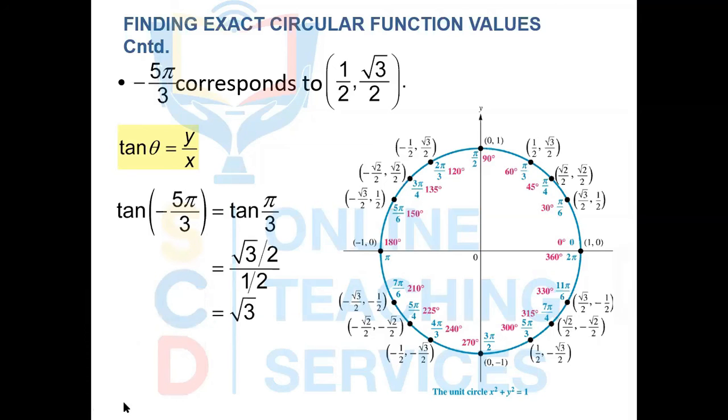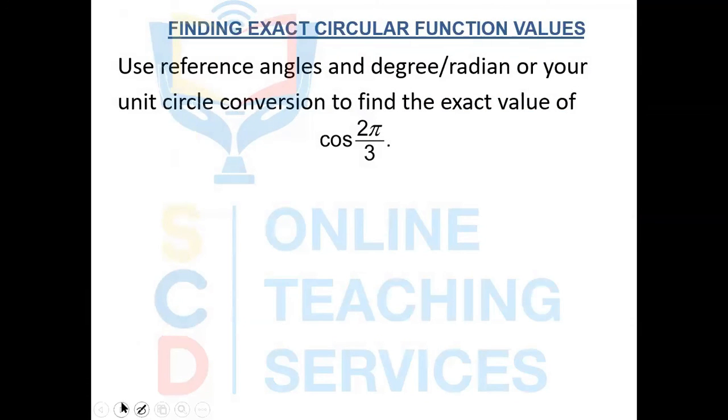Okay, so next. Kindly read. Finding exact circular function values. Use reference angles and degree/radian or your unit circle conversion to find the exact value of cosine 2 pi all over 3.